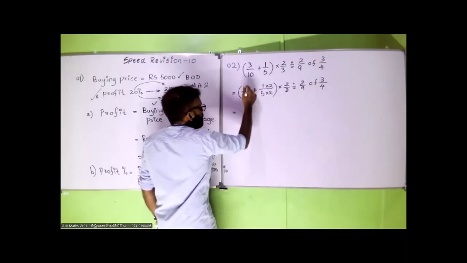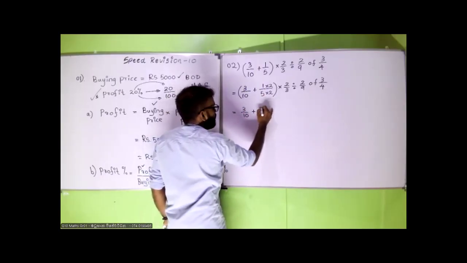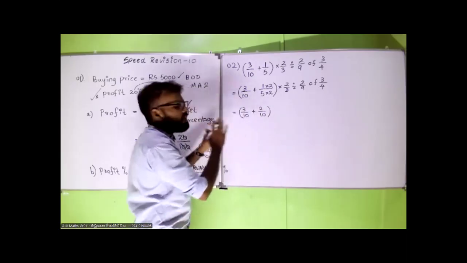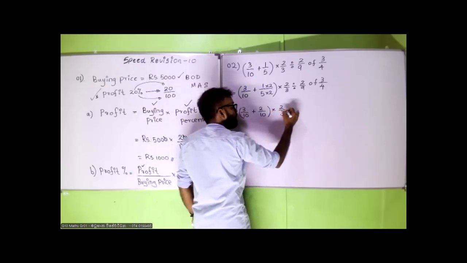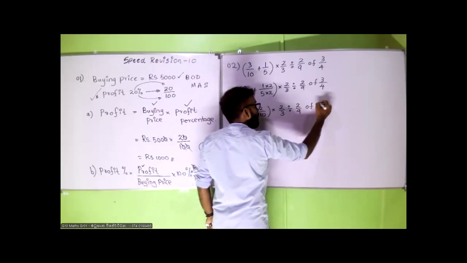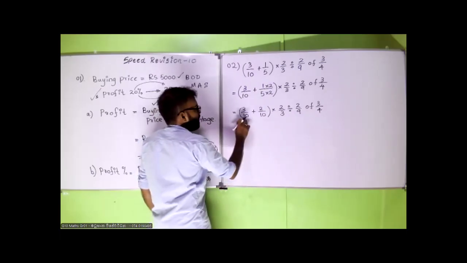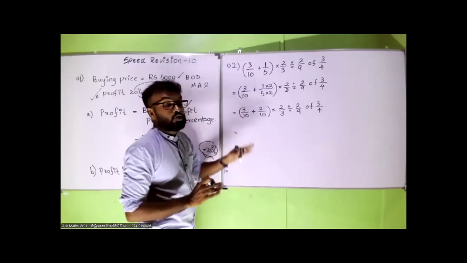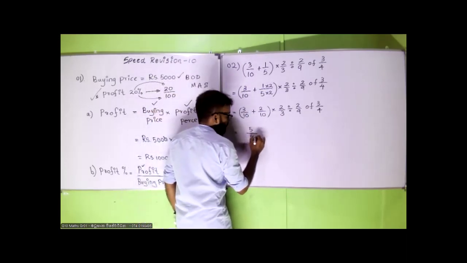3 upon 10 plus 2 upon 10. Okay. Still I have a bracket, so I am going to continue. 2 upon 3 divided by 2 upon 9 of 3 upon 4. So the 10 doesn't matter. The denominators are equal. 3 plus 2 will give you 5. 5 upon 10.